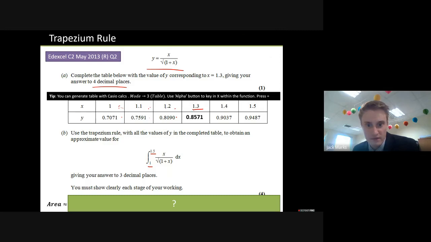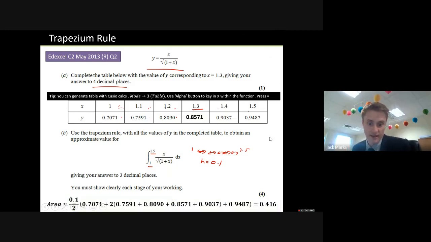1, 2, 3, 4, 5, 6. So there's going to be 5 different strips. And if you're going between 1 and 1.5, that means if there's 5 different strips, the height is going to be 0.1. Using the height as 0.1 and all these numbers here, we should be able to get that one there. Okay. If you do it a slightly different way, that might be fine. You might shuffle the end next to the start. That's sort of what I would do. But that's what's in your formula booklet.